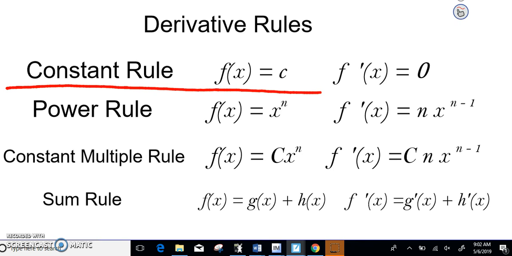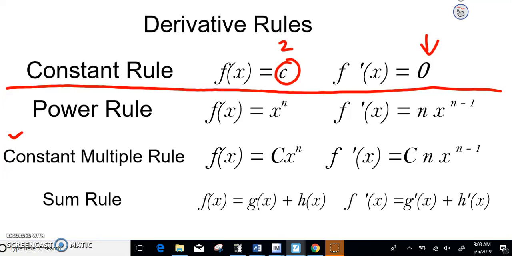So our first one is our constant rule. This c right here is talking about a constant. That's like saying 2 or 7 or 15 or anything of that sort. When we take the derivative of a constant function, it's always 0. So the derivative of a constant function is 0. Derivatives of constants are always a slope of 0.